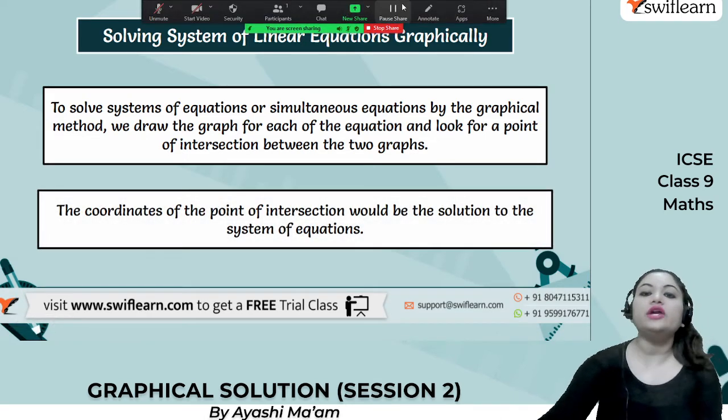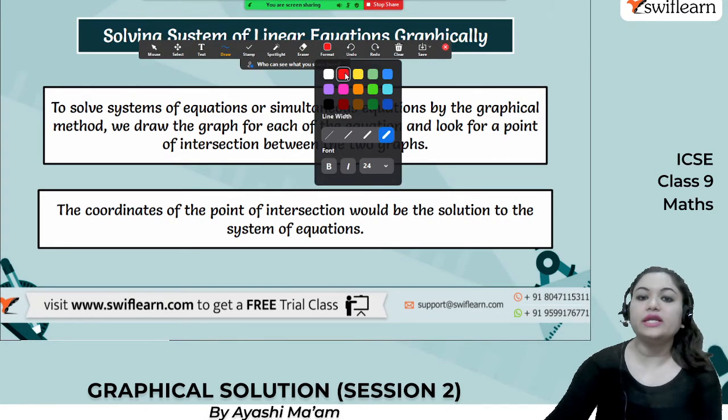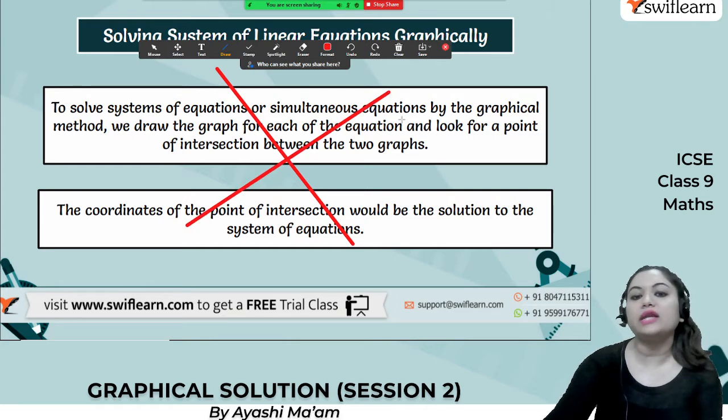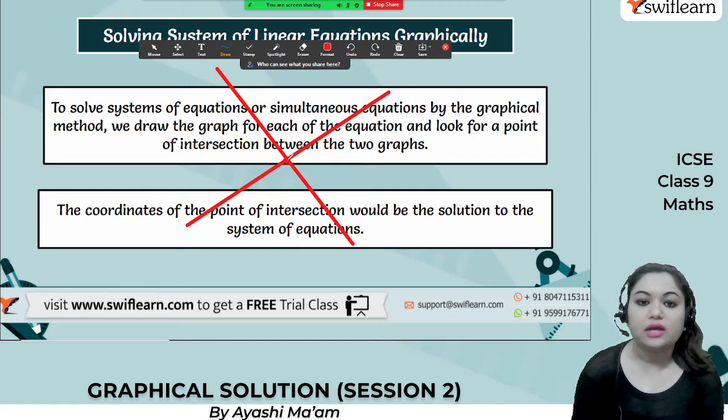Okay, so when we have to solve two linear equations, at first, with the help of the first linear equation, say we will get a straight line like this, right? With the help of the second linear equation, say we are getting a straight line like this. And then what will be the solution? The solution will be this point, the intersection point.